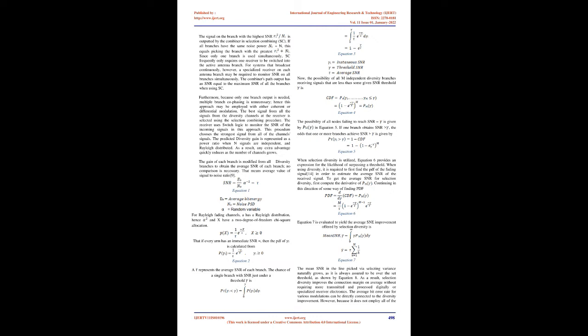In the next section, we will go over the various combining approaches and how they work in more depth. These systems are capable of a variety of efficiency and complexity trade-offs. 5.7: Selection diversity.